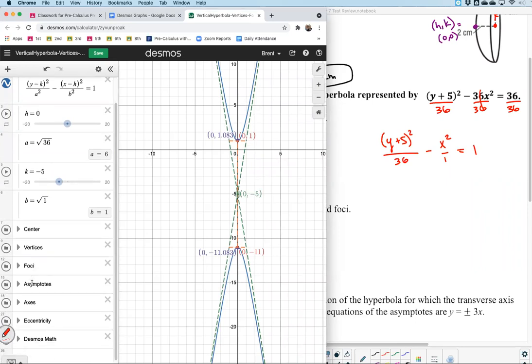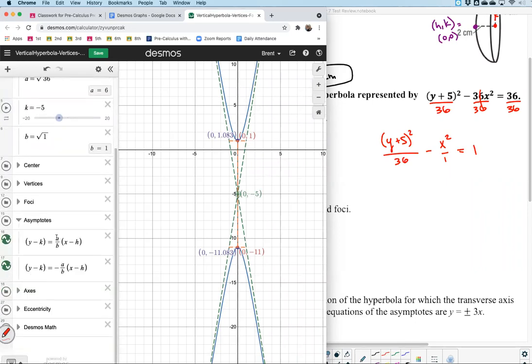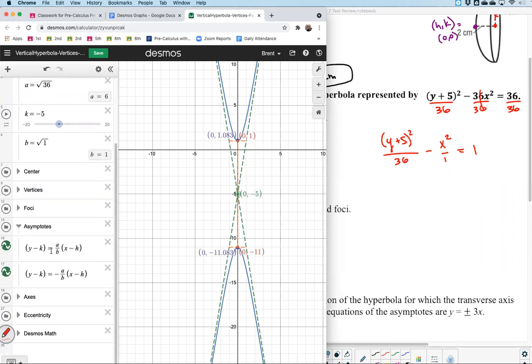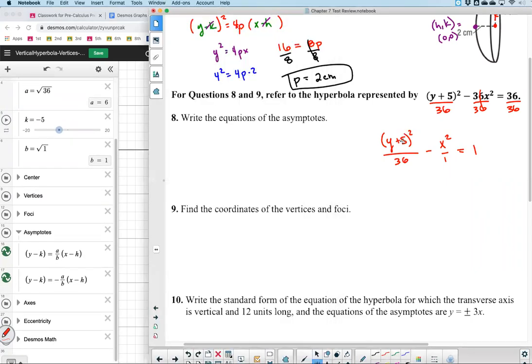It says graph the asymptotes. If you go to asymptotes, this tells us our 2 equations. So we can plug this in. The y minus k is there. The x minus h is there. So the equation would be y plus 5. That's the y minus k. That's what it's saying right there. Equals a divided by b. If you're like, what is a, what is b? Well, they're right there. 6 divided by 1. And there's a positive and a negative, so it'd be just plus and minus. 6 divided by 1 is 6 times x minus h, which happens to only be x. That's the equations of your asymptotes right there.